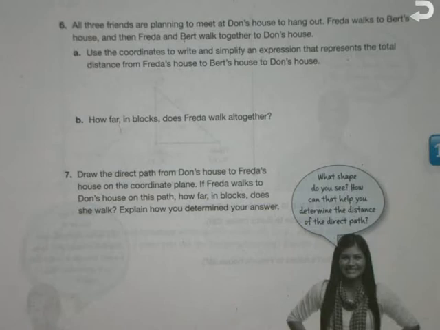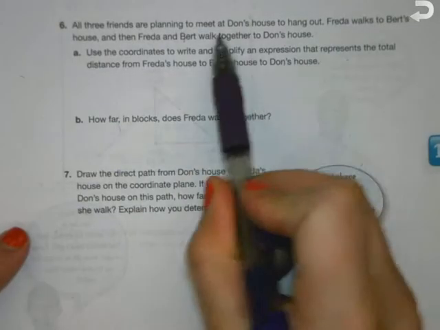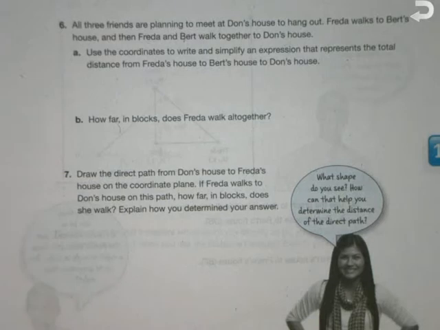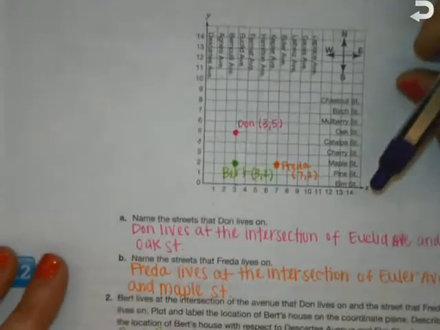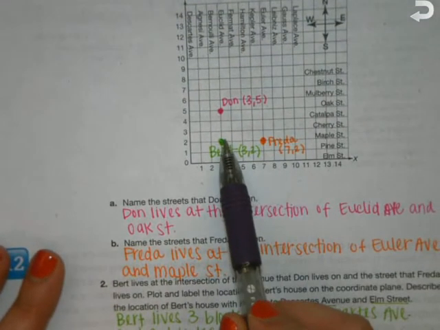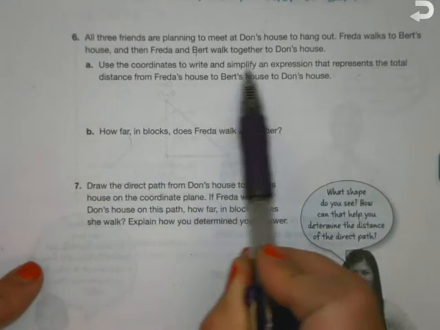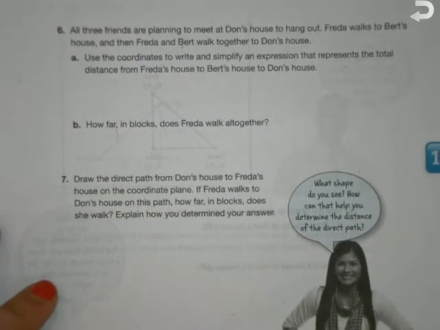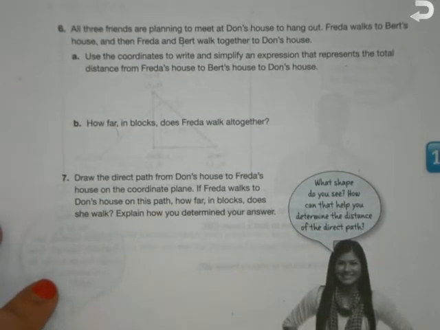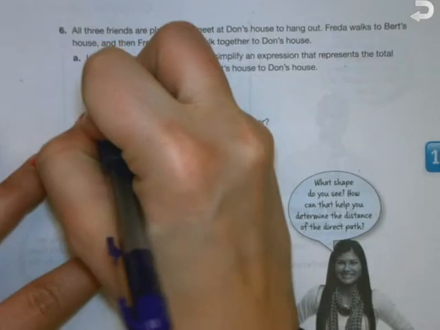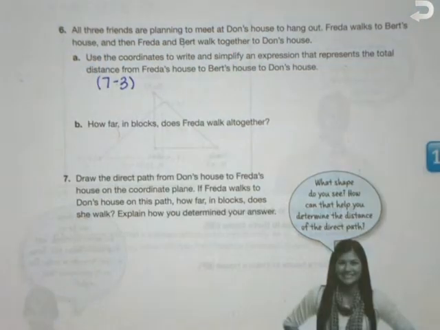Okay, so now the question is, all 3 friends are planning to meet at Dawn's house to hang out. Frida walks to Bert's house, and then Frida and Bert walk together to Dawn's house. So here's kind of how it's happening. Frida is going to walk to Bert's house, and then the 2 of them are going to walk to Dawn's house. So I want you to use the coordinates to write and simplify an expression that represents the total distance from Frida's house to Bert's house and then to Dawn's house. So how did we represent the distance from Frida's house to Bert's house? We subtracted 7 minus 3, right? So that's going to be 7 minus 3, because that's how we figured out the distance.